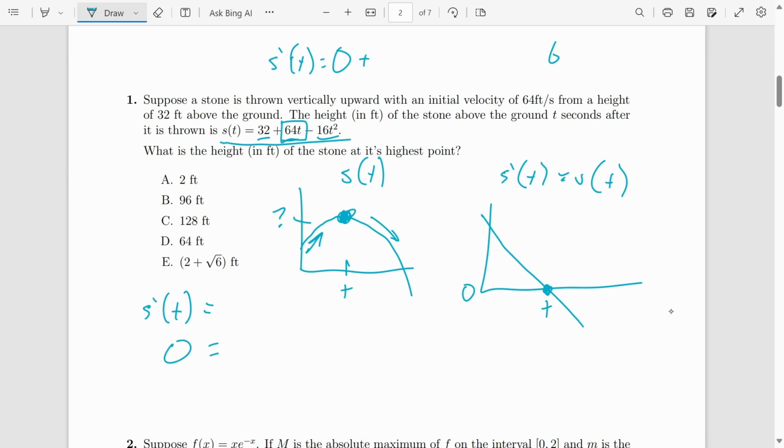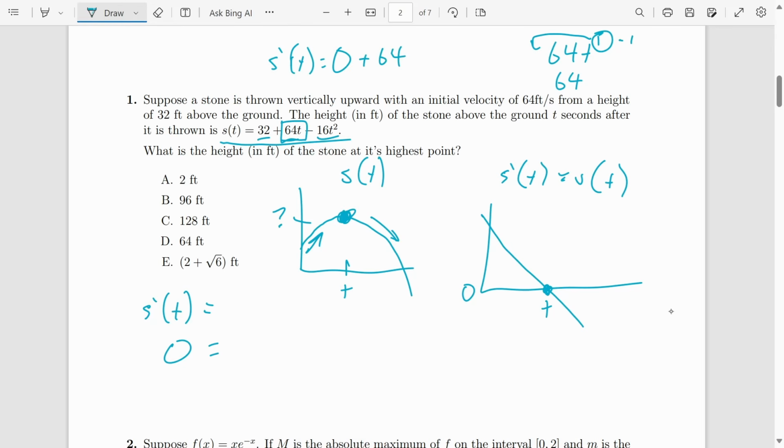64t is the same as 64t to the first power. We're going to use the power rule. We take this exponent, move it out to the front, and then reduce it by 1. So our exponent is 1, so we bring a 1 out to the front. It's 1 times 64 times t to the 1 minus 1, which is the 0th power. t to the 0 equals 1, and 1 times 1 is nothing. So we're just left with 64 here.